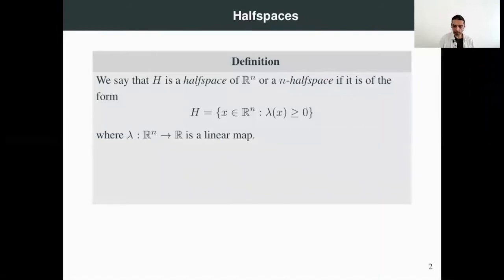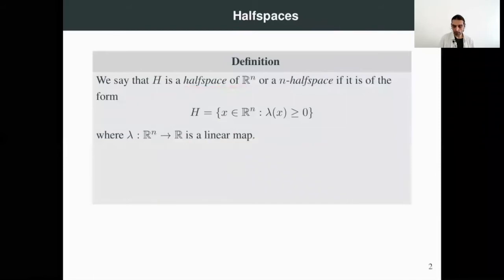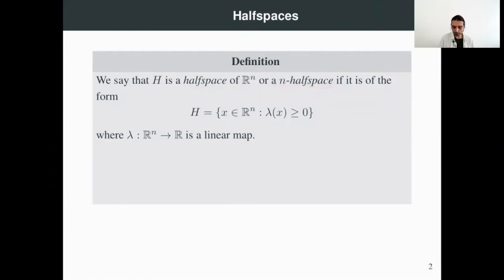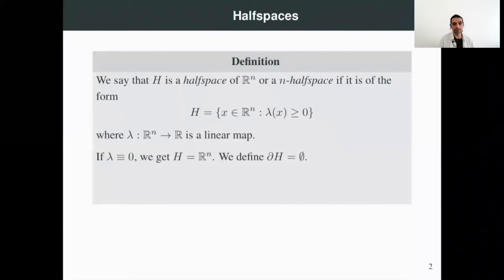We say that H is a half space of Rn, or an n half space, if it's of the form: a set of points such that lambda of x is greater or equal than 0, where lambda is a linear map from Rn to R. Okay? If lambda is identically 0, then H is just Rn, and in such a case we define the boundary of H as the empty set.